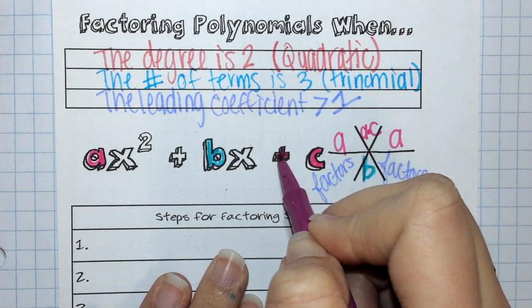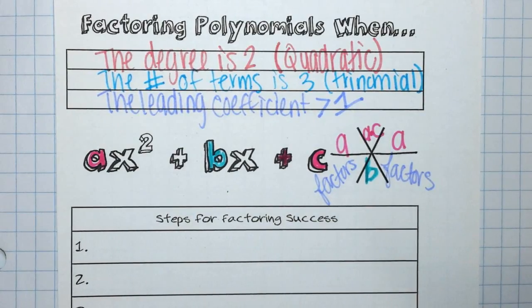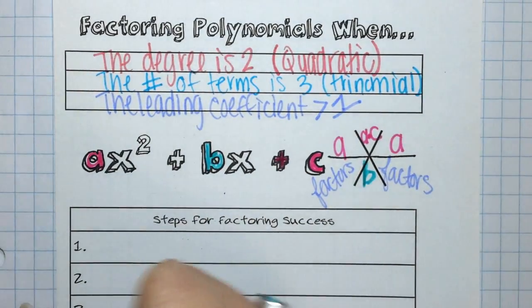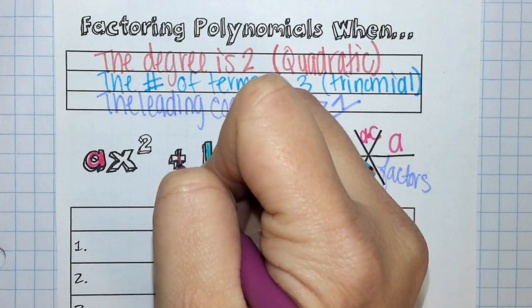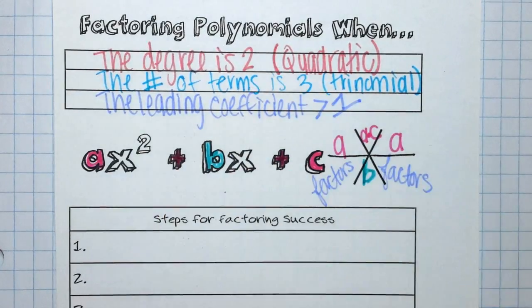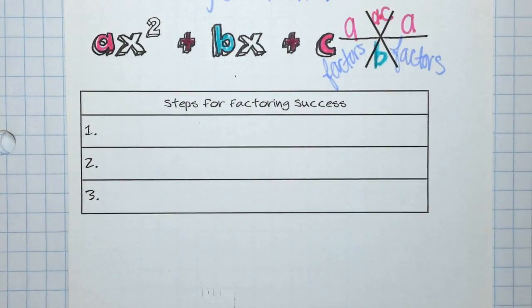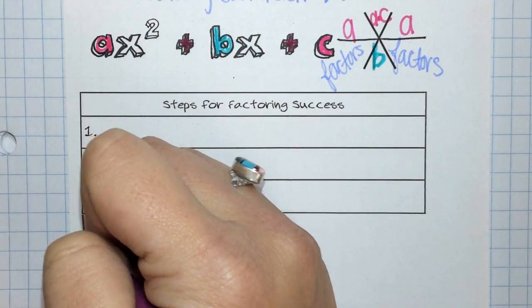Now, there are 3 boxes for steps for factoring success, but there should have been 4, so we're going to make a 4th one down here. Super sorry about that. I got excited. So, make a 4th box down here.